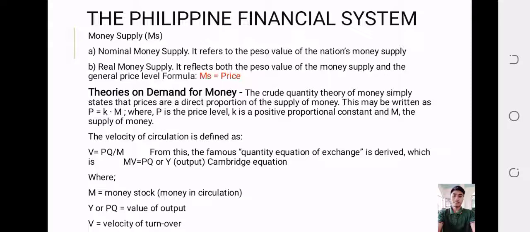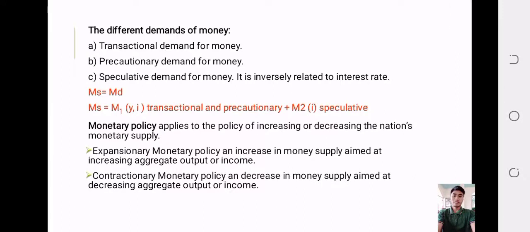The crude quantity theory of money states that prices are in direct proportion to the supply of money. This may be written with the formula below. So, the different demands for money: transactional demand for money, precautionary demand for money, and speculative demand for money, which is inversely related to the interest rate. Monetary policy applies to the policy of increasing or decreasing the nation's money supply. Expansionary monetary policy, an increase in the money supply, aims at increasing aggregate output or income. Contractionary monetary policy, a decrease in the money supply, aims to decrease aggregate output and income.